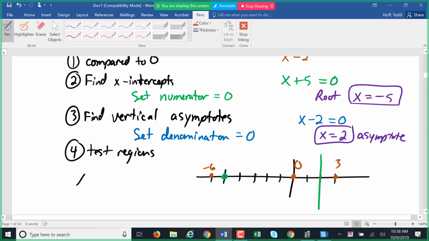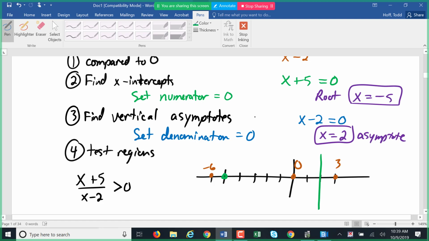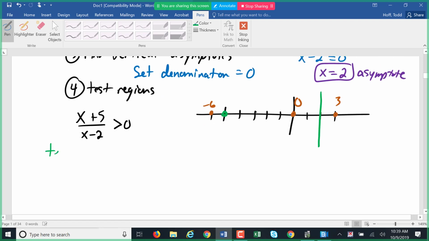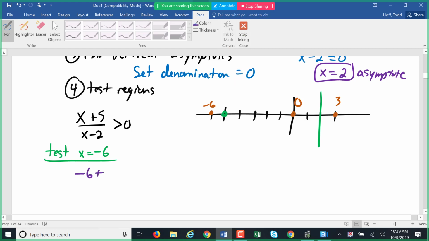Using my original inequality, x plus 5 over x minus 2, is that greater than 0? Let's test x equals negative 6. So that's going to be negative 6 plus 5 over negative 6 minus 2. Well, that's going to be negative 1 over negative 8. That divides out to be a positive 1/8. That is greater than 0. So we're true out here.